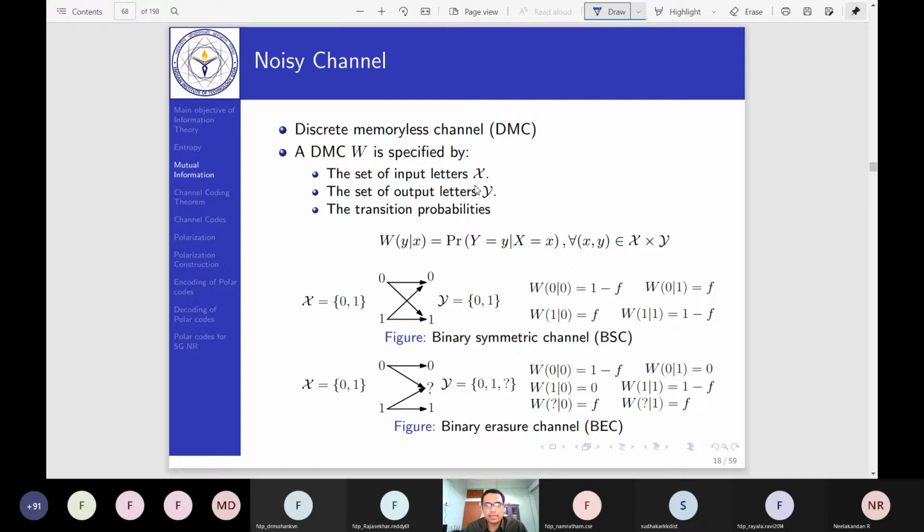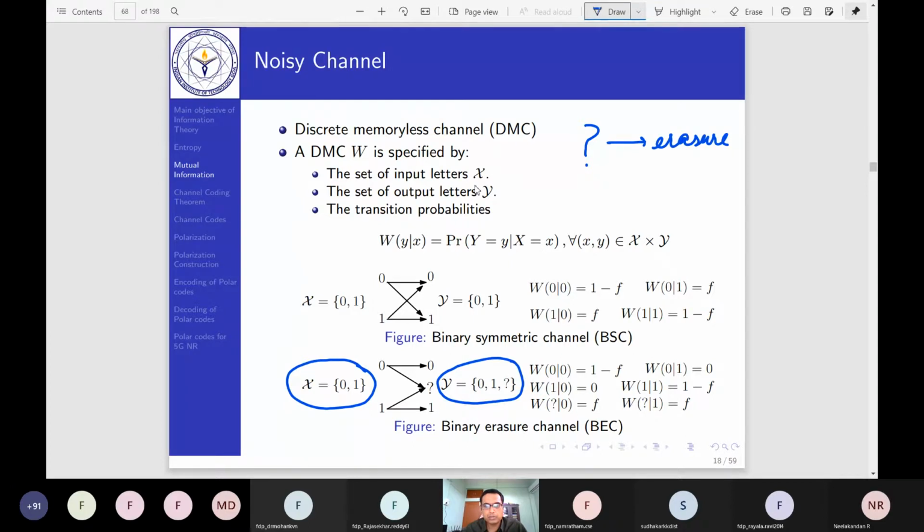And one channel that we'll consider to understand the polar code is the binary erasure channel, BEC. BEC is used to derive the coding principles. We always consider BEC as the first channel model. For BEC, the input letters are 0 and 1, and the output letters are 0, 1, and one additional symbol, which is known as question mark. Question mark means erasure. That means we have not received anything. It is completely erased.